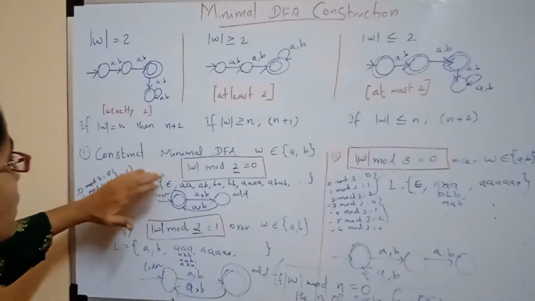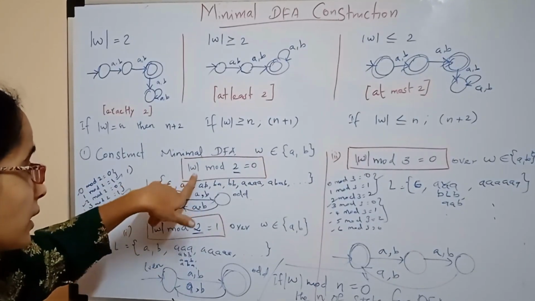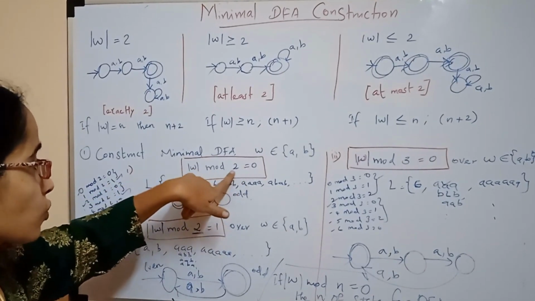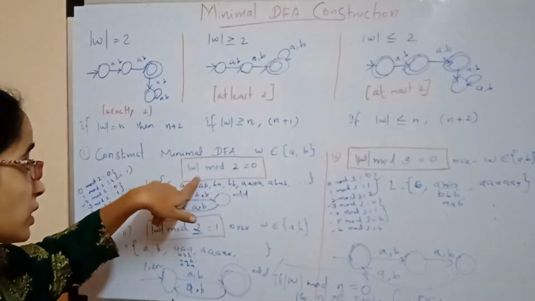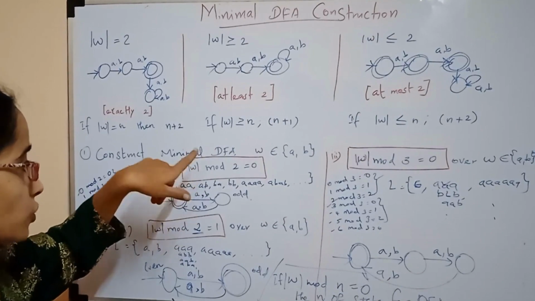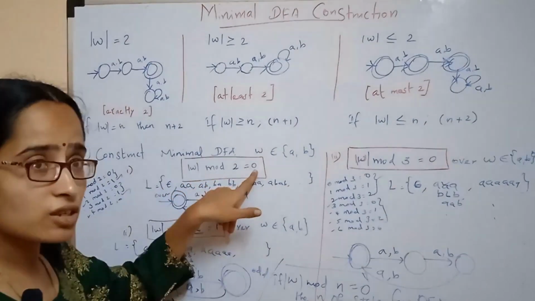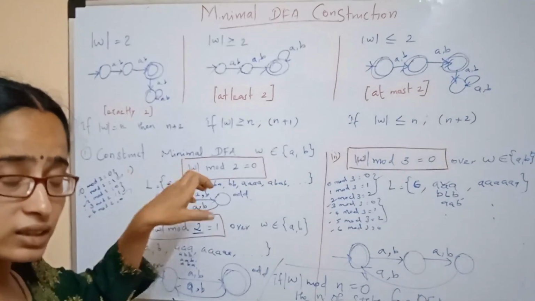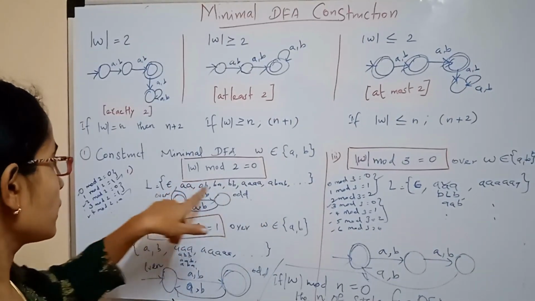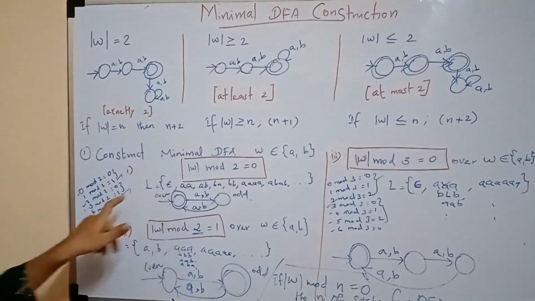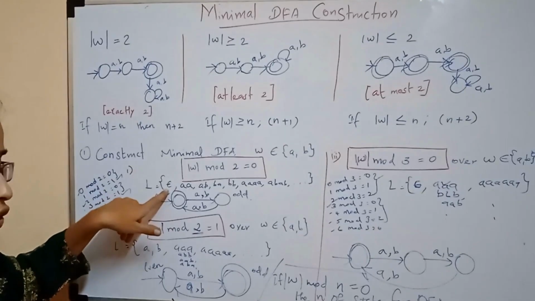So we will revise one more thing: construction of a minimal DFA. You want to construct a minimal DFA for this problem statement, that is |w| mod 2 is equal to 0, which means you have to understand the meaning of that statement. It says that the length of the string should be divisible by 2. When I apply the mod operation, if I am getting 0, that means the length is perfectly divisible by 2. So these are all the members of this set. Why am I adding this epsilon? Because 0 mod 2 is equal to 0.